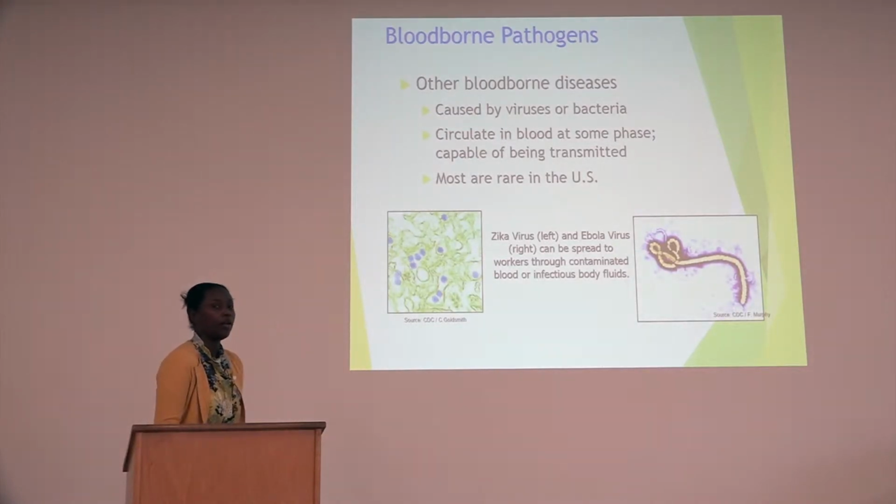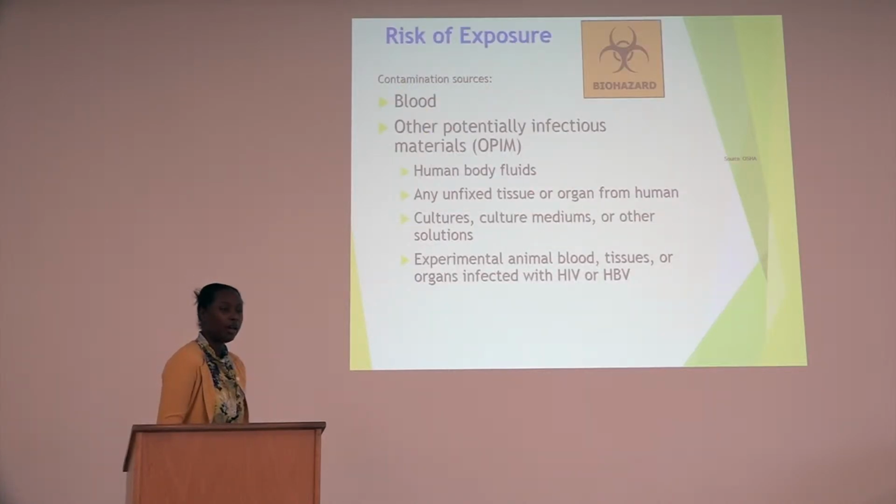There are other organisms that one should be concerned about, and they are bacteria or viruses. The two common ones that you should be familiar with are the Zika virus and the Ebola virus. There are other potentially infectious materials, and they can be found in other body fluids, such as urine, spinal fluids, and even saliva. However, these fluids are only considered contagious if there is blood found within them.